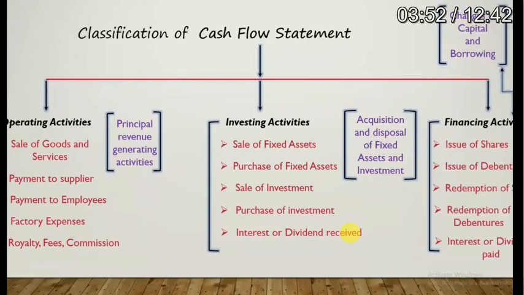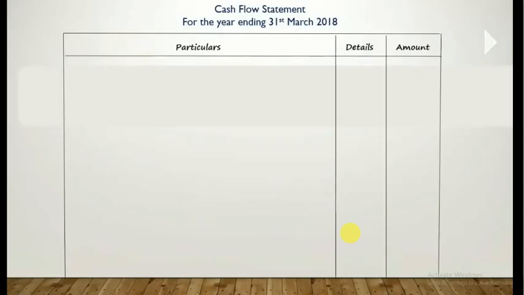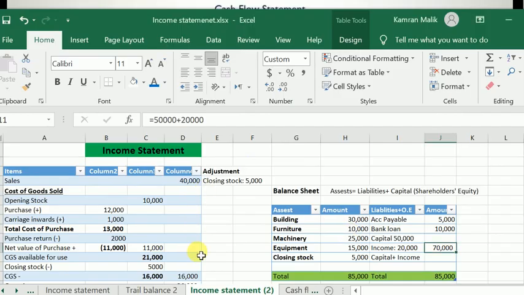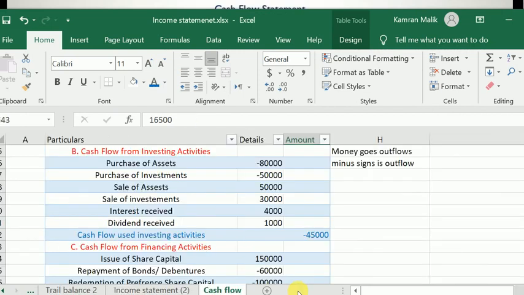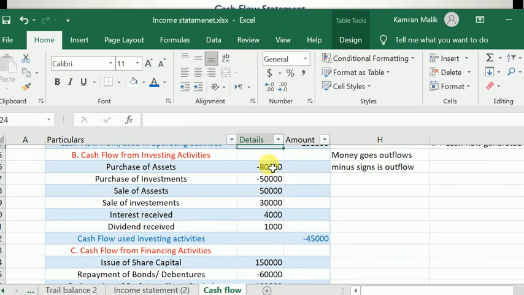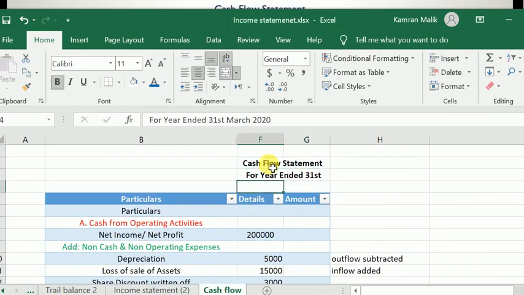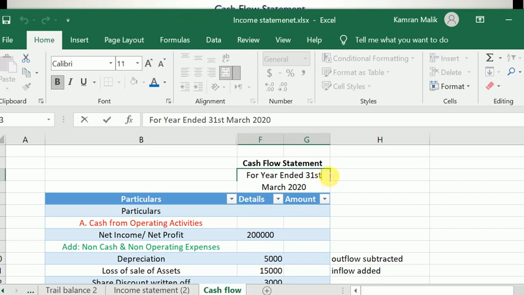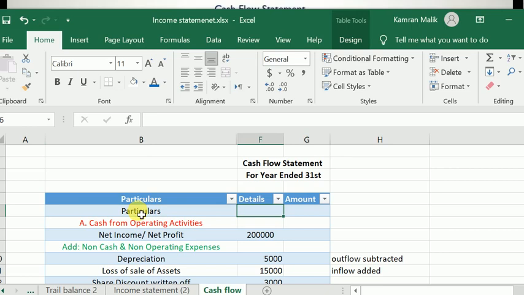Now we will move forward to how we can make a cash flow statement. We will go into detail of an example that I have already solved for you. Wait a second, where was that example? Here. You could see this example where we have already solved the question on the cash flow statement, for example, for the year ended 31st March 2020. So these are the particulars, the details, and the amounts.